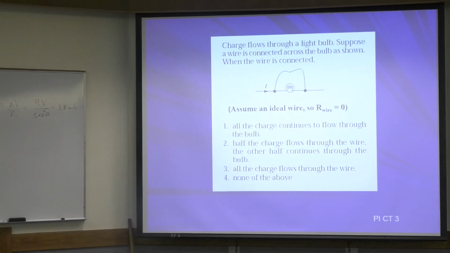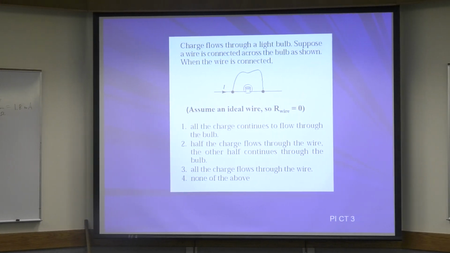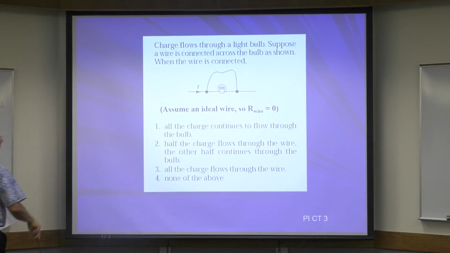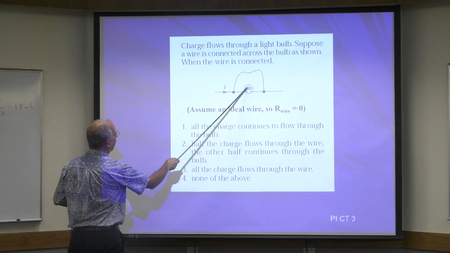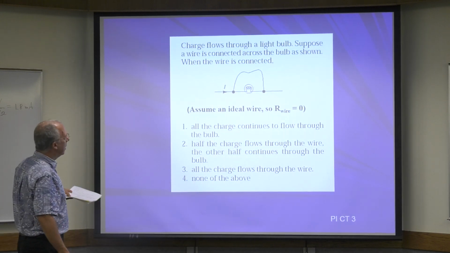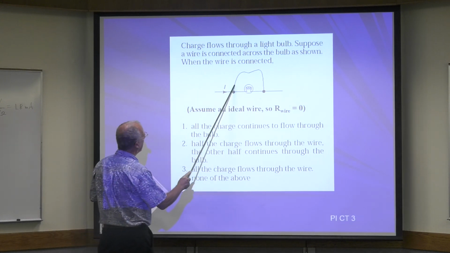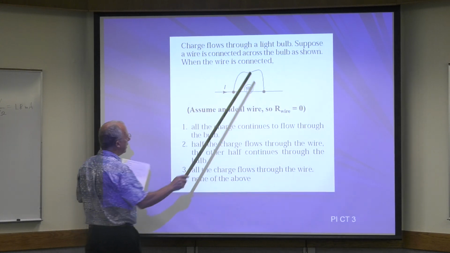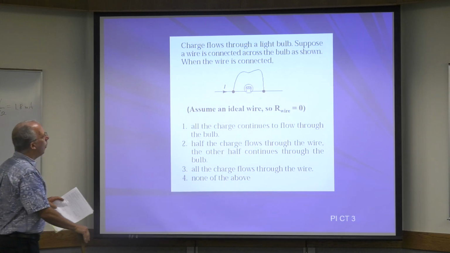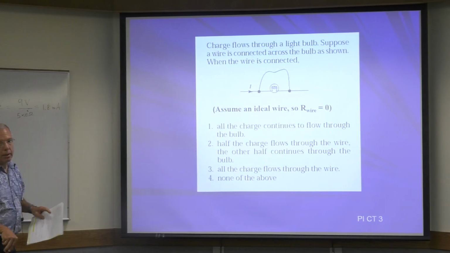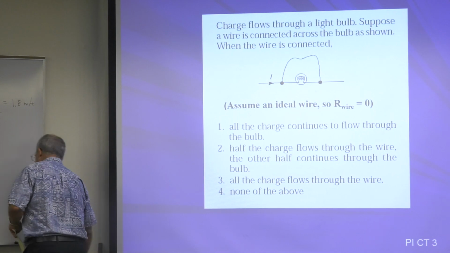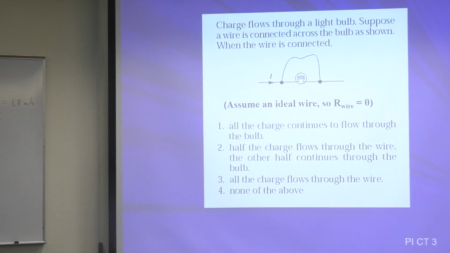Okay, so here's a question for you, a very important question. So charge flows through a light bulb. This is a light bulb. Okay. All right, so we have charge flowing through a light bulb. Then suppose all of a sudden somebody connects a wire from here to here. And it's an ideal wire, right? So the wire has no resistance. When the wire is connected, what's going to happen? So please pause your video and figure it out. And again, this is an important one, so think carefully.